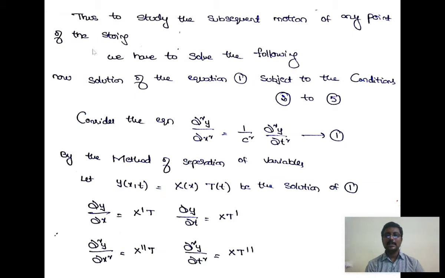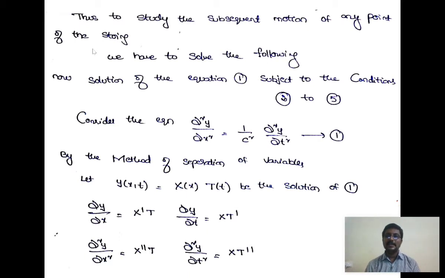Thus, to study the subsequent motion of any point of the string, we have to solve the solution of equation 1 subjected to the conditions 2 to 5. So consider the one-dimensional wave equation del squared y by del x squared is 1 by c squared into del squared y by del t squared. Let it be equation 1.